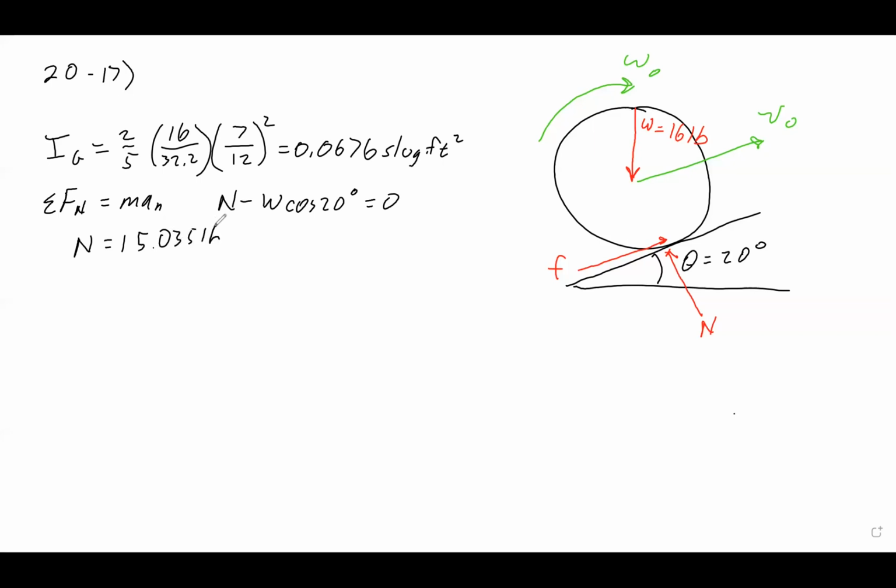All right, so the normal force, the weight is known, so the normal force is equal to 15.035 pounds. And then we can calculate the frictional force, which is equal to 0.25 times the normal force we just calculated, which is then equal to 3.76 pounds. All right, so now we know our frictional force. We can then come down to our linear and angular momentum calculations.